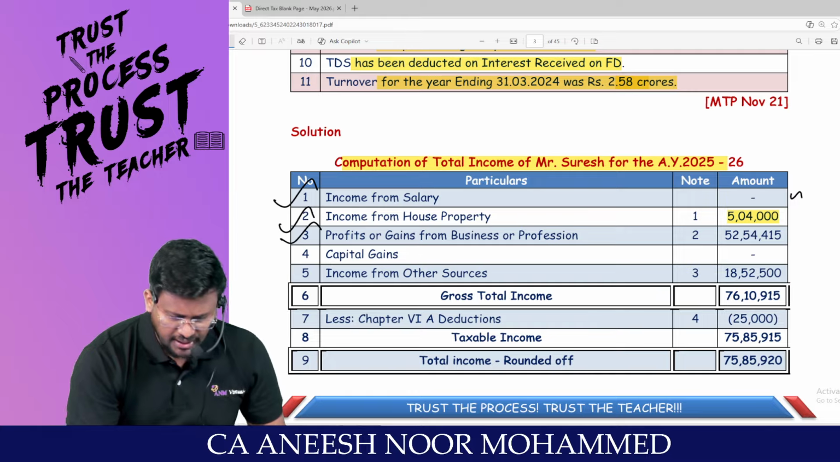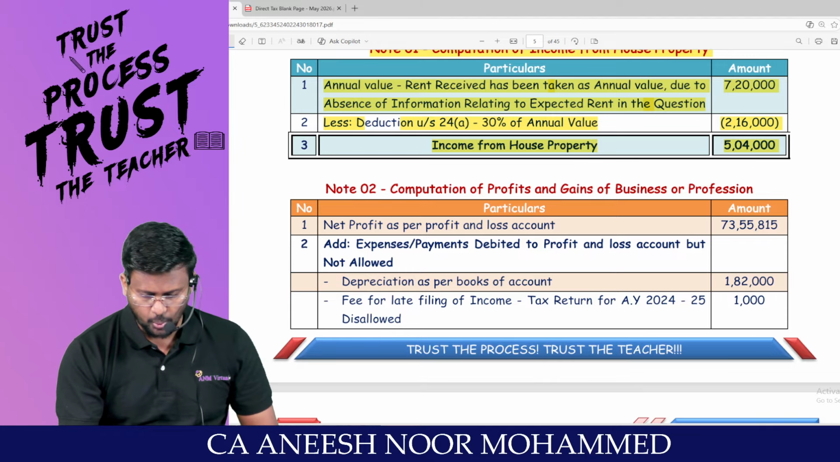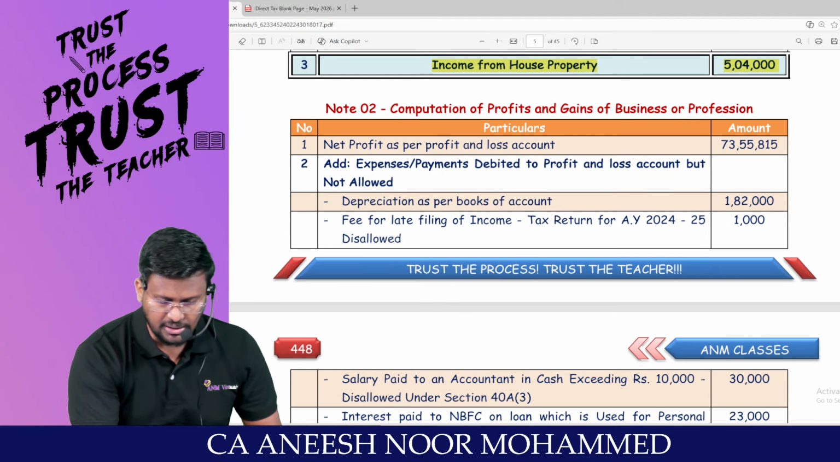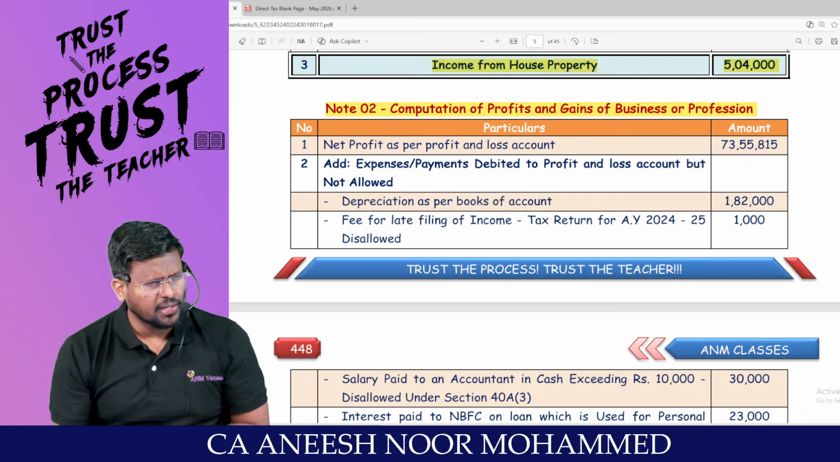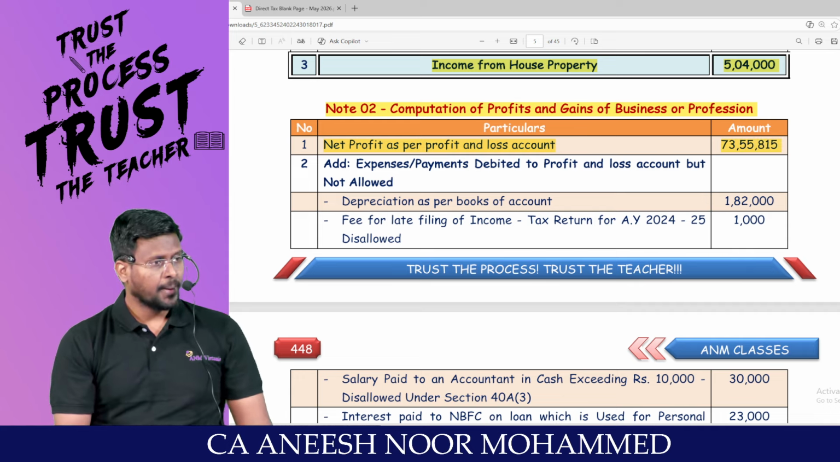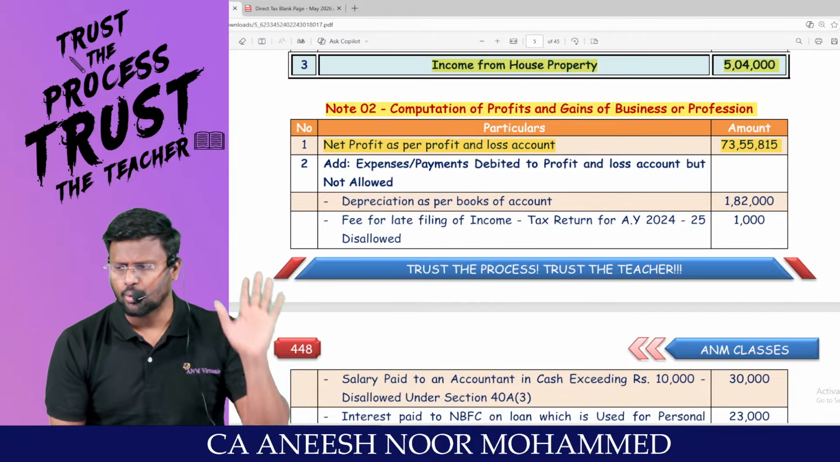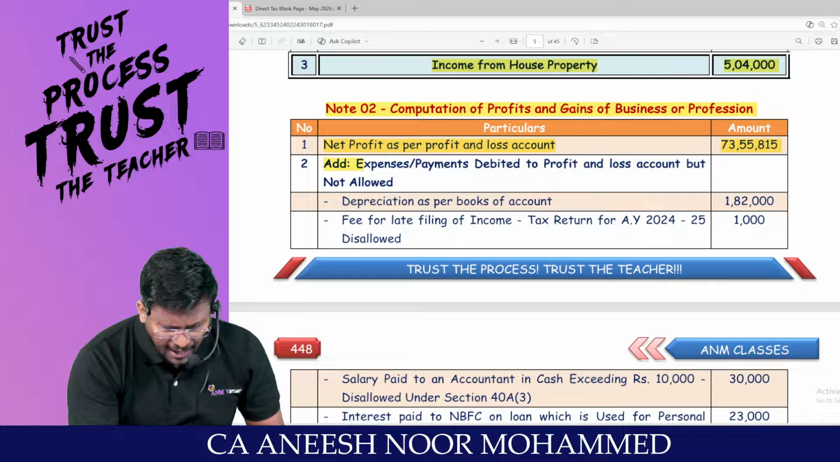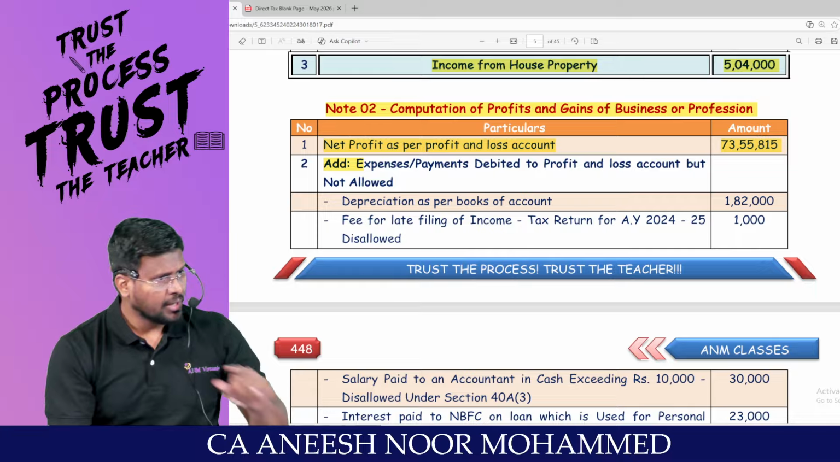Coming to the profits and gains of business or profession, the real hero of any total income question, how to start with it? Computation of PGBP. Always we have to start with the net profit as per P&L account. That is the starting point. But that net profit will contain so many impurities. This has to be mandatorily written in exam. Don't straight away add it back.